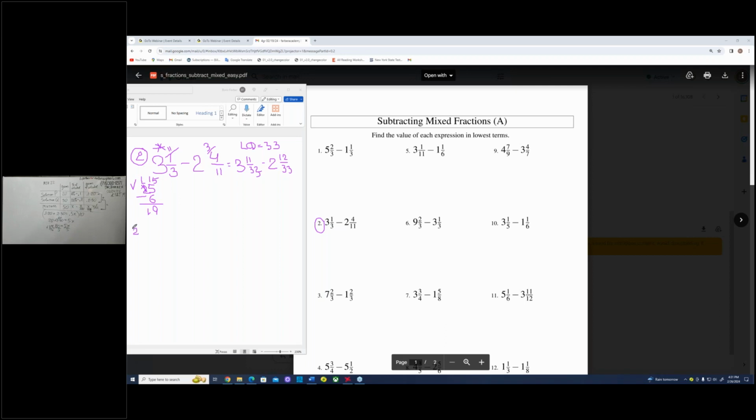Number 2, correct answer. 3, I split into 2 pieces. Look at it. Don't talk, just listen, and if you have a question, ask me. 3 is 2 plus 1. I borrow 1. And 1 over 3. I split it into 2 pieces. Minus 2 and 4 over 11. Any questions?